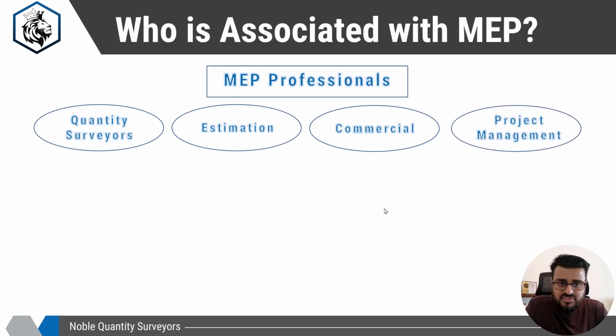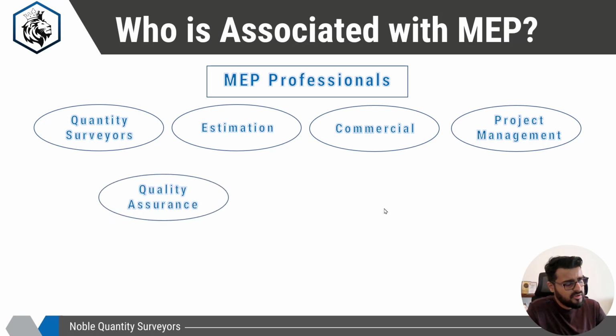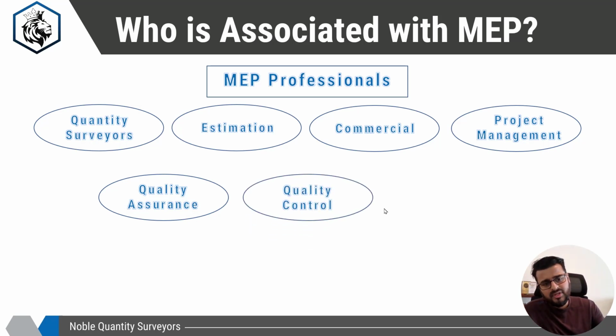The next profession associated with the MEP works is project management. Project management has project managers, project engineers and others, who are directly executing the work on site. The next is quality assurance. Quality assurance is also one of the professions associated with it, those who assure the quality of a product. The next one is quality control, who will control the quality of the works on the site.